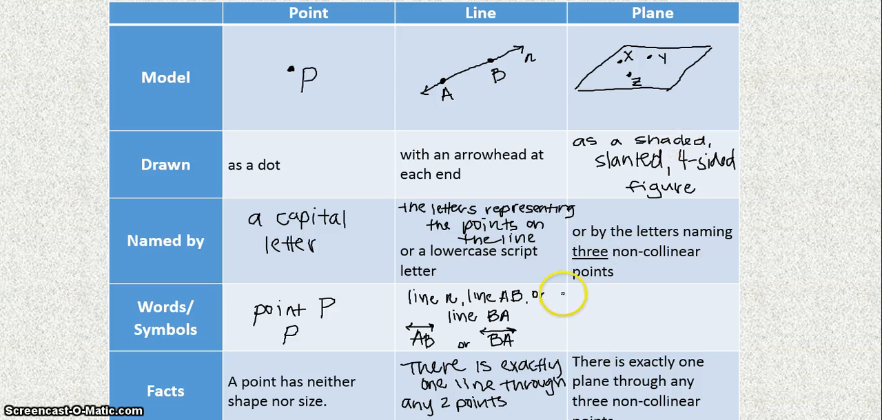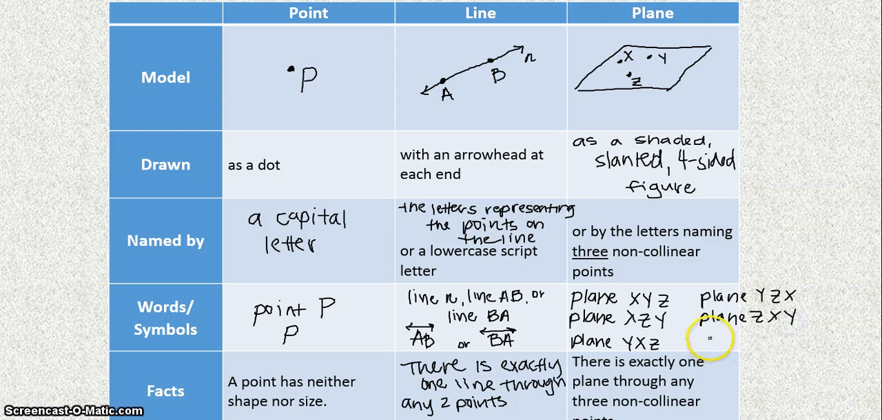So if I wanted to name this plane, I could call it plane XYZ. I could call it plane XZY. I could call it plane YXZ. I could call it plane YZX. I could call it plane ZXY. Are we noticing a pattern here? I could call it plane ZYX. It doesn't matter what order you put those letters in, as long as you have 3 of them representing points that are in the plane.